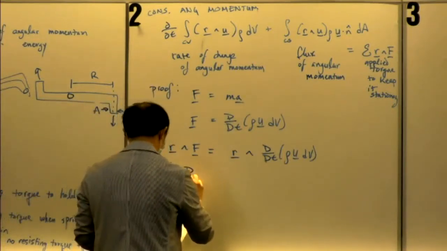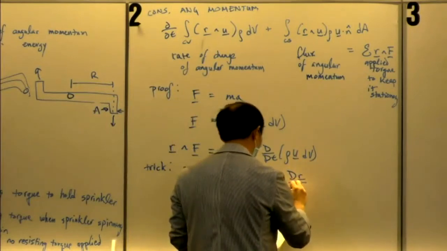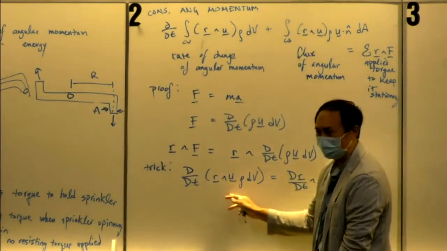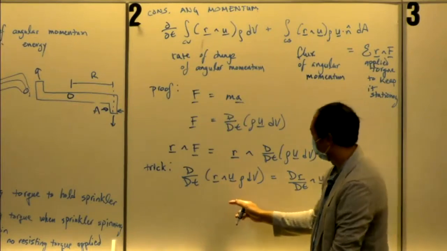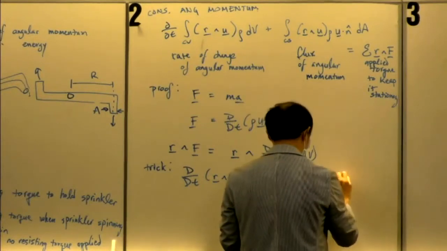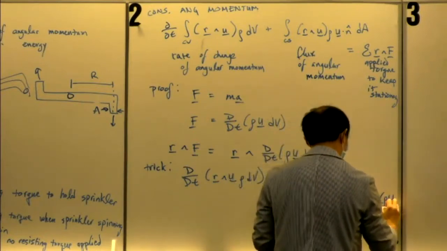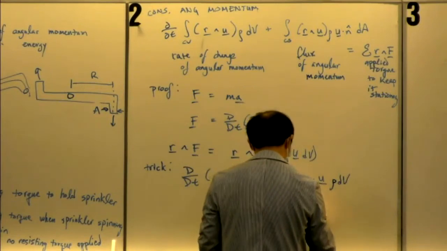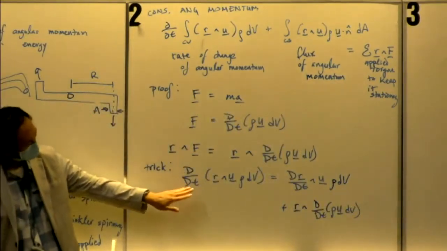What is it called when you take the derivative of a product? It ends in the word rule. Product rule, yeah. So you take the derivative of the first part times the second part, plus the derivative of the second part times the first part. So that's what I'm going to do. Rho dV, d/dt of r cross rho u, plus r cross d/dt of rho u. All right, so I've just distributed the derivative to these two parts.